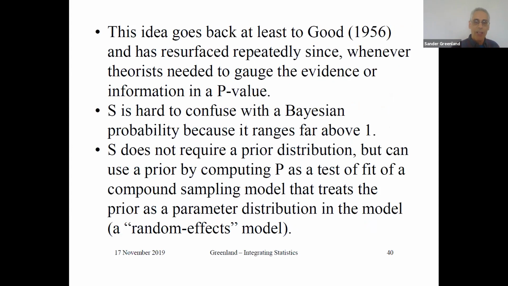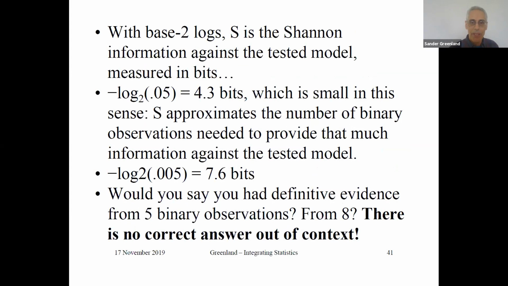This S-value is hard to confuse with a Bayesian probability because its range is way above 1. It does not require a prior distribution, unlike Bayes factors, but can use a prior by computing P as a test of fit of the compound sampling model, the random effects model.